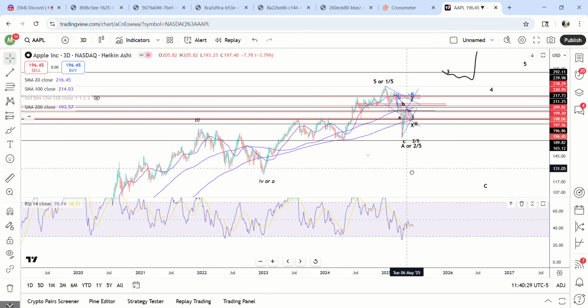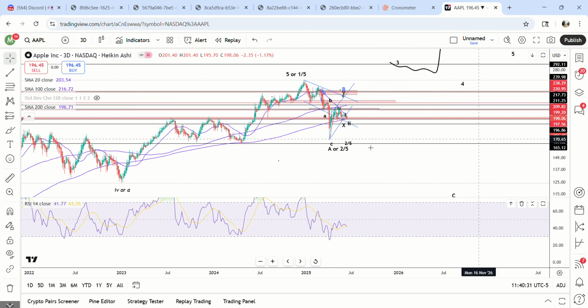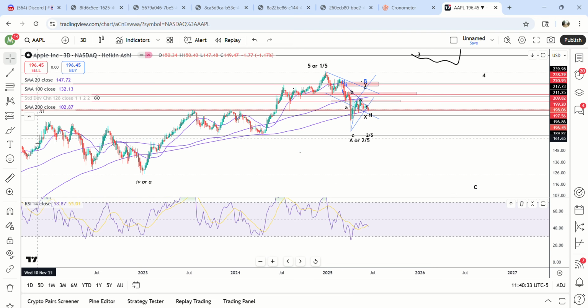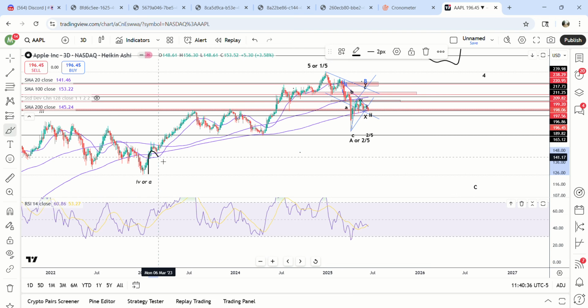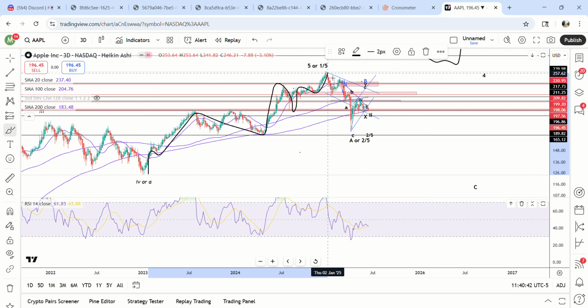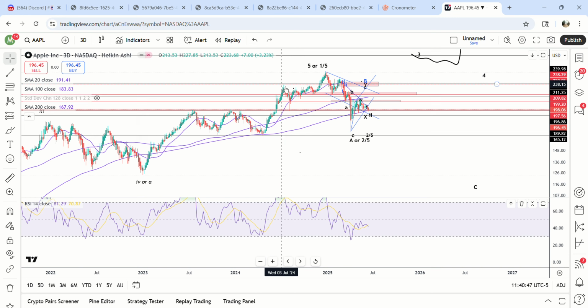I tried doing this. 1, 2, 1, 2, 3, 4, and then 5, and then 4, and then 5th wave like that. The problem with that is this 4th wave of a 3rd wave comes back into the 1st wave. You might be able to have diagonals in a 3rd wave, but it's very rare, and it usually means that it's wrong. So I think that this is definitely not the count.